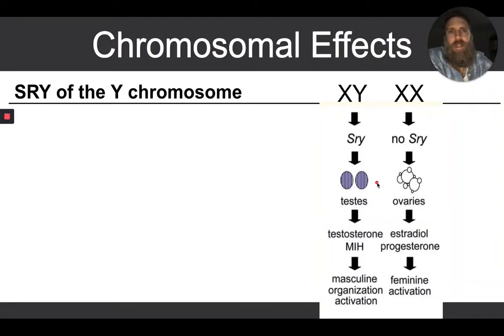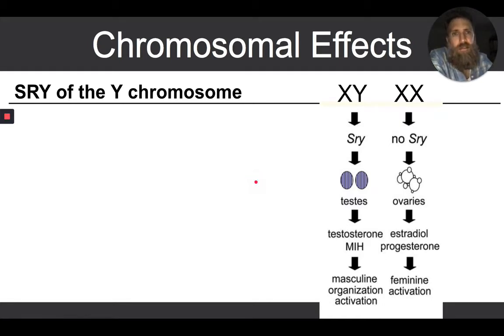Hello, class. I have an asynchronous video where I'll be discussing the chromosomal effects on sexual differentiation. So at the beginning of class, we discussed it briefly, but just from the perspective of the SRY gene. It's typically found on the Y chromosome in mammals. But today, I'll be talking about other effects that the chromosomes have directly on sexual differentiation.